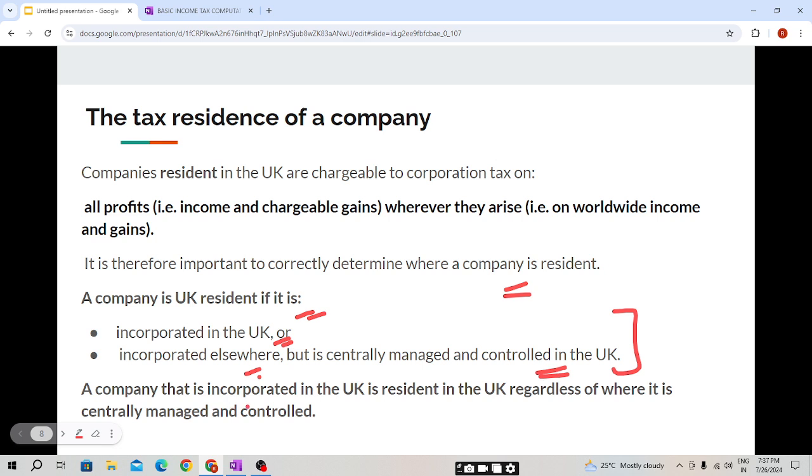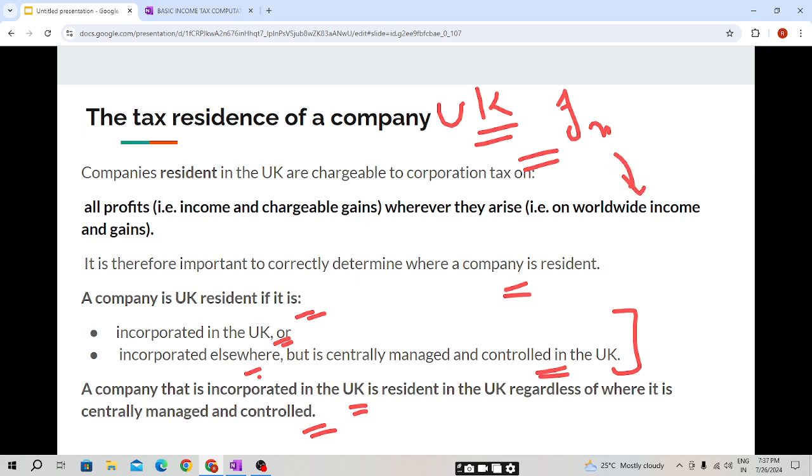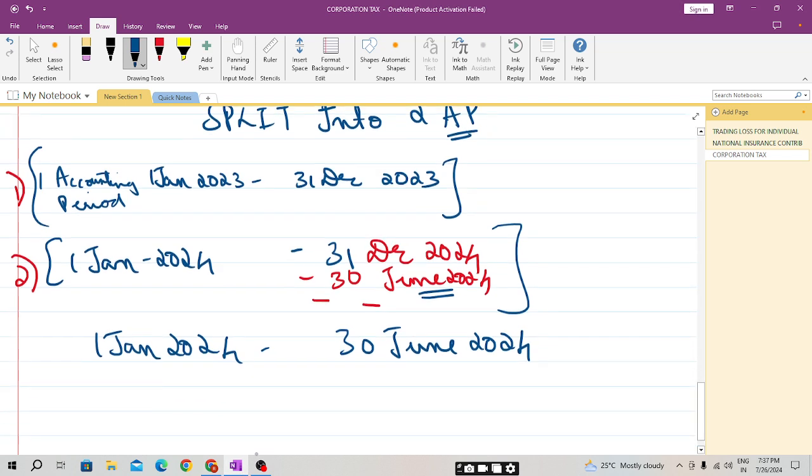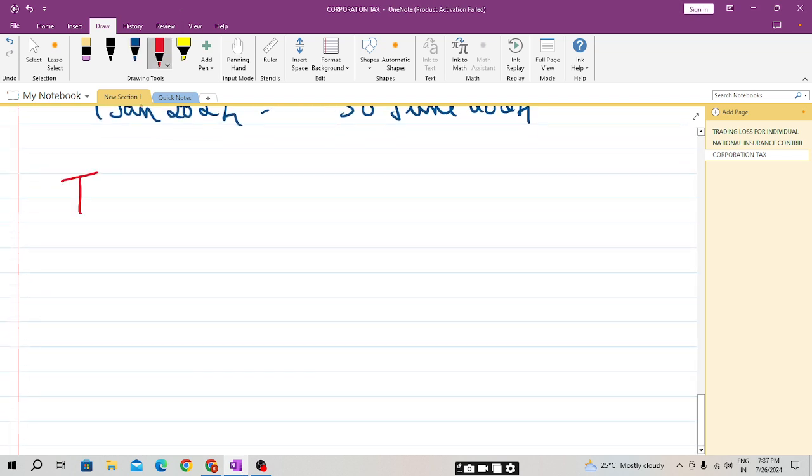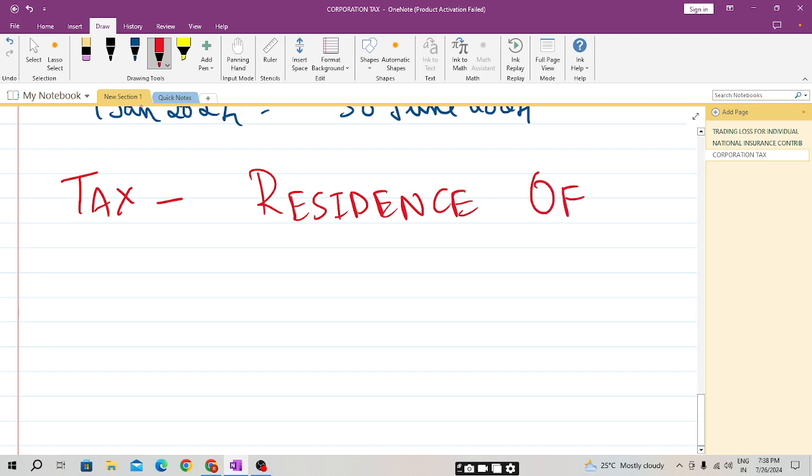A company that is incorporated in UK is resident in UK regardless of where it is centrally managed. So students, if a company is incorporated in UK, then it is a UK resident, even if it is centrally managed through other countries, no issues. If it is incorporated in UK, then it will be a UK resident. So now students, we have covered the tax residence of a company.